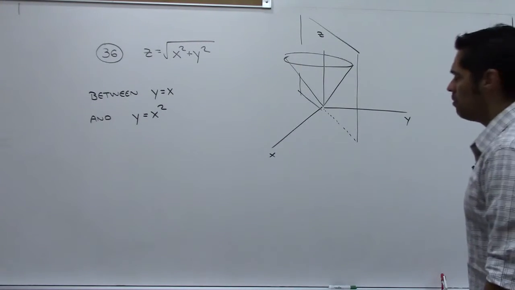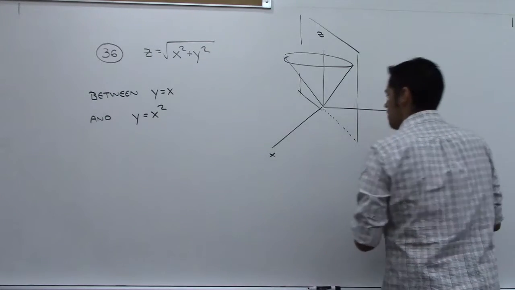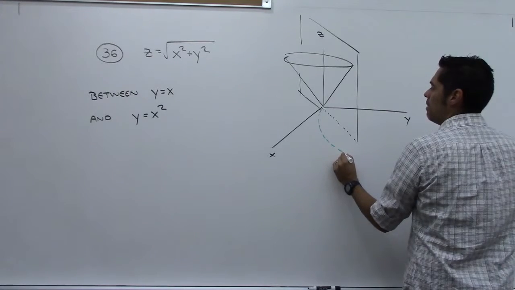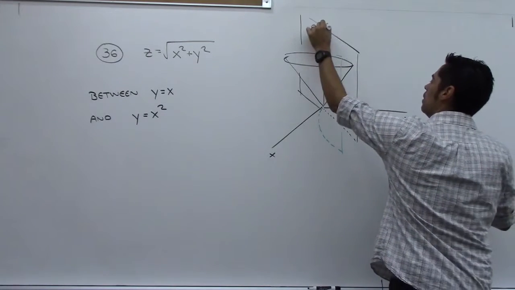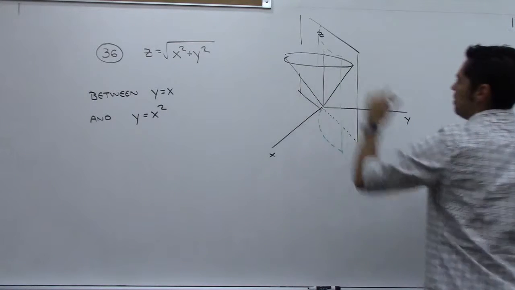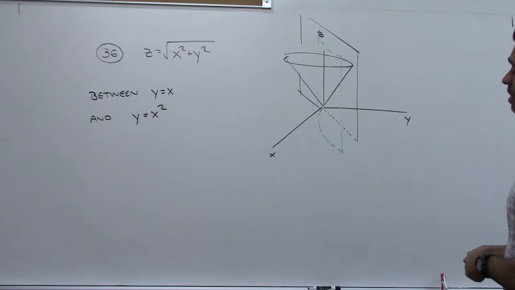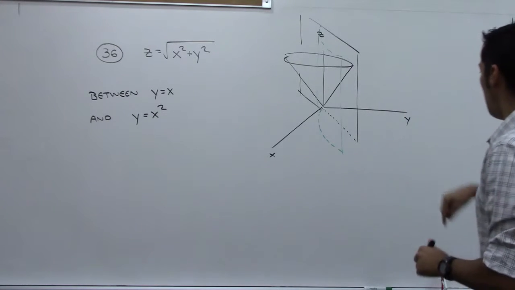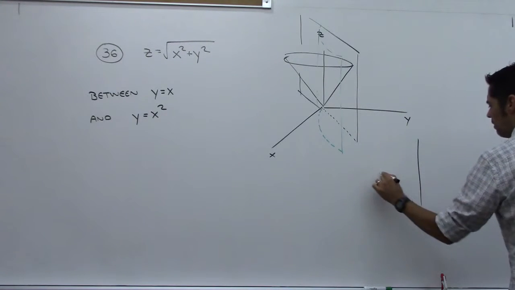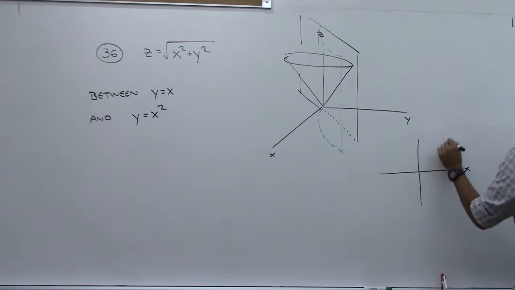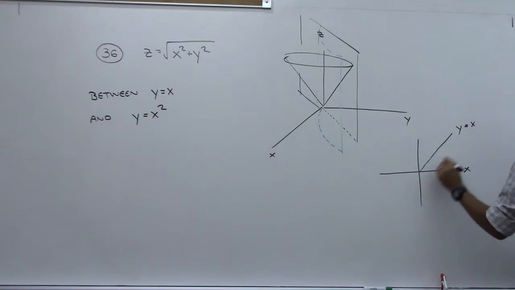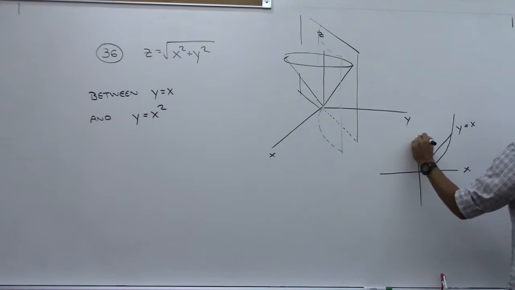And then y equals x squared would look like this on the ground. And imagine that coming up and cutting through this also. So this is pretty difficult to see. Let's look at it from the top. If we look at it from the top, here's y equals x. And here's y equals x squared, like this. They hit each other here at 1.